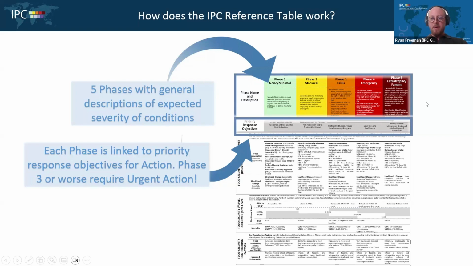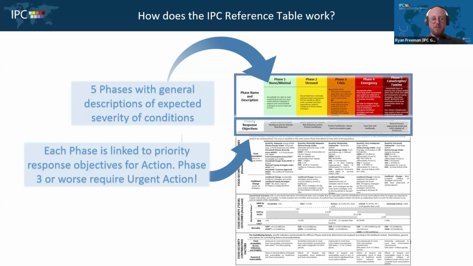So when we look at the IPC reference table, you'll see these phases that Yanni was mentioning before. This is phase 1, phase 2, phase 3, phase 4, phase 5, and they go from left to right. It's very important to note that this is an absolute scale. It's not a relative scale. There's no phase 6, there's no phase 0. These are the cutoffs that we use. We have standard definitions, and it is an absolute scale.